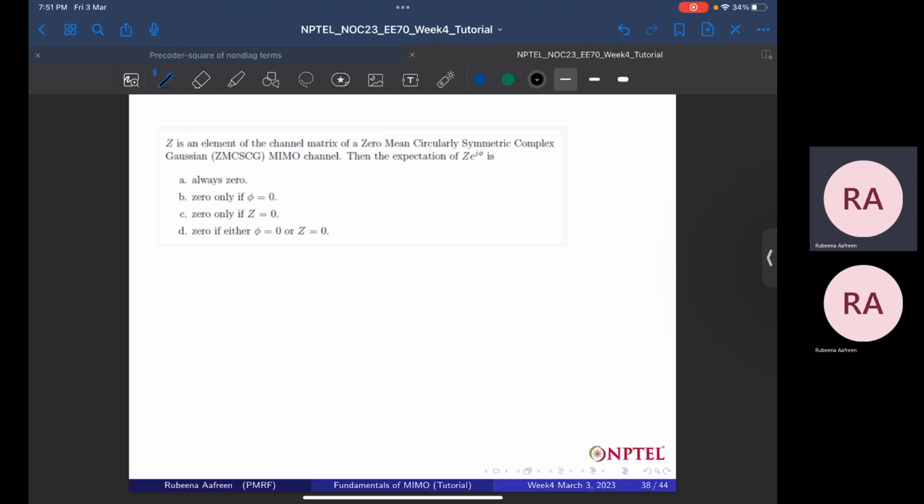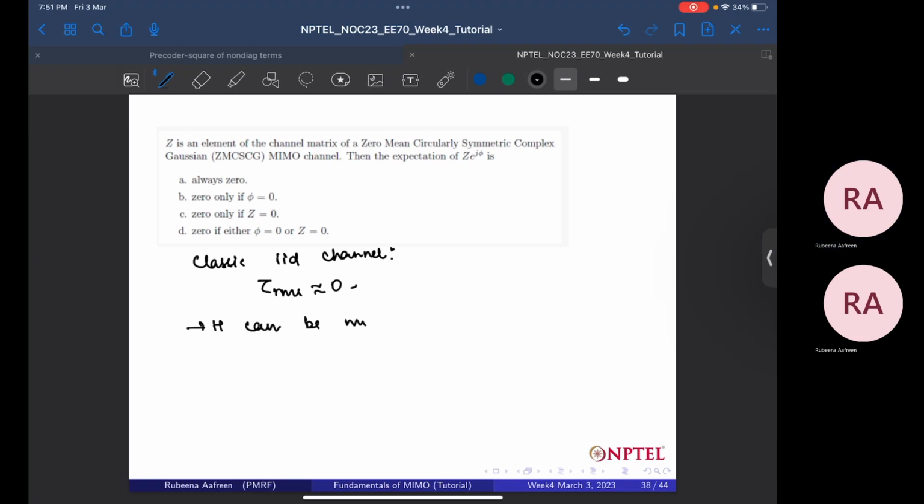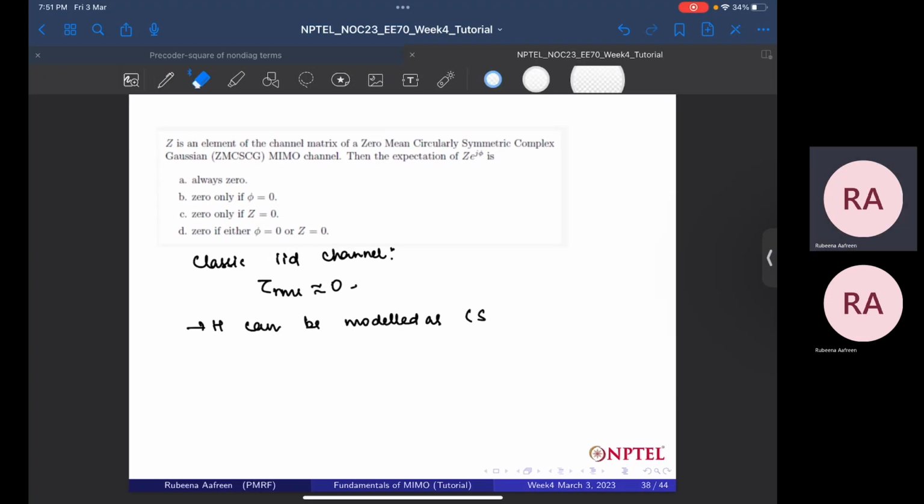Now this question is about zero mean circularly symmetric complex Gaussian MIMO channel. So in any classic IID channel, what we are assuming in MIMO is that delay spread is negligible and the channel can be modeled as zero mean circularly symmetric complex Gaussian. Suppose we have z equals x plus jy.